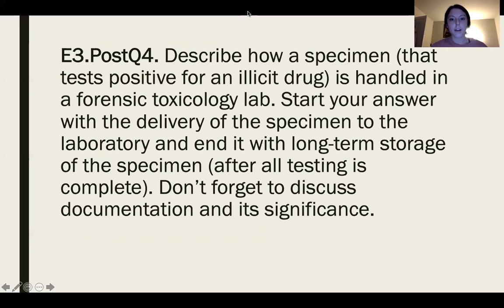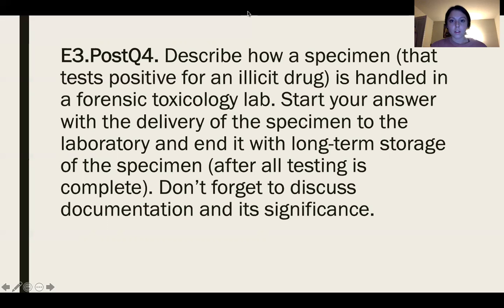Then a lab supervisor can go over the testing, make sure that everything was correctly done, and that the testing was all done according to standard operating procedures. Then the evidence technician will be notified that the sample is no longer needed, and it will be stored for long-term storage, which usually means that it will be frozen.